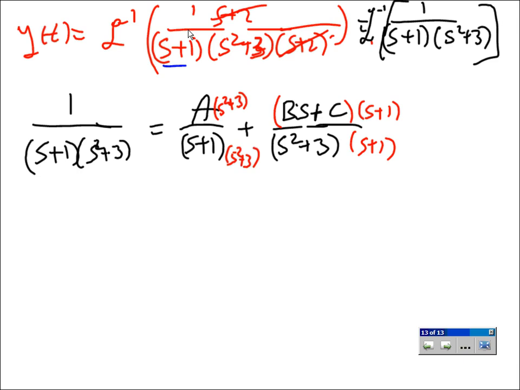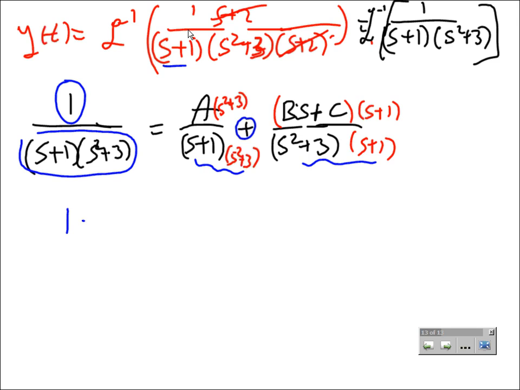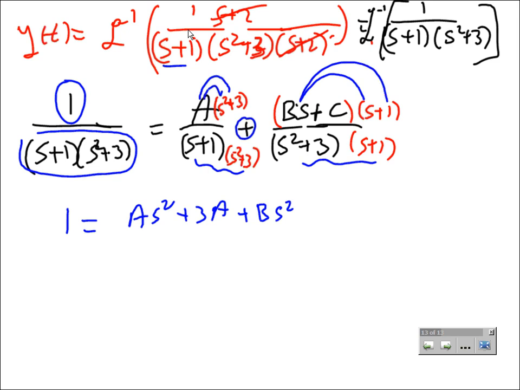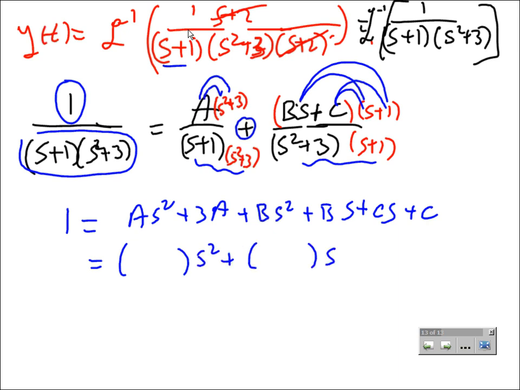When you add these two fractions, the bottoms are going to be the same. In fact, it's the same as this. So the numerators are going to have to be the same. On the left side is 1, and the right side is as squared plus 3a plus bs squared plus bs plus cs plus c. So the right-hand side is going to be a number of s squares plus a number of s's plus a constant.